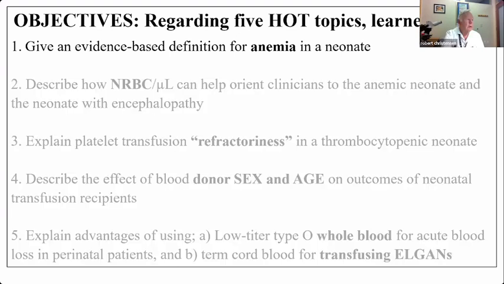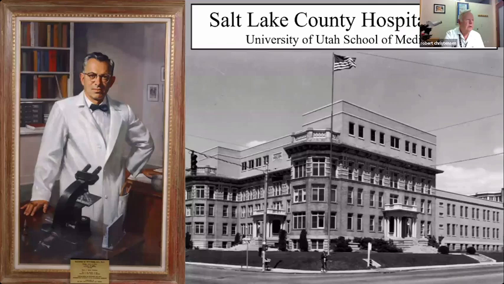Okay, we'll start with a definition of anemia. Again, this is Dr. Wintrobe. He was recruited to the University of Utah from Hopkins in 1943, when the university here went from a 2-year to a 4-year medical school. At that time, the School of Medicine was located in the Salt Lake County Hospital, which you see here with the flag in front. It is a building that no longer exists.